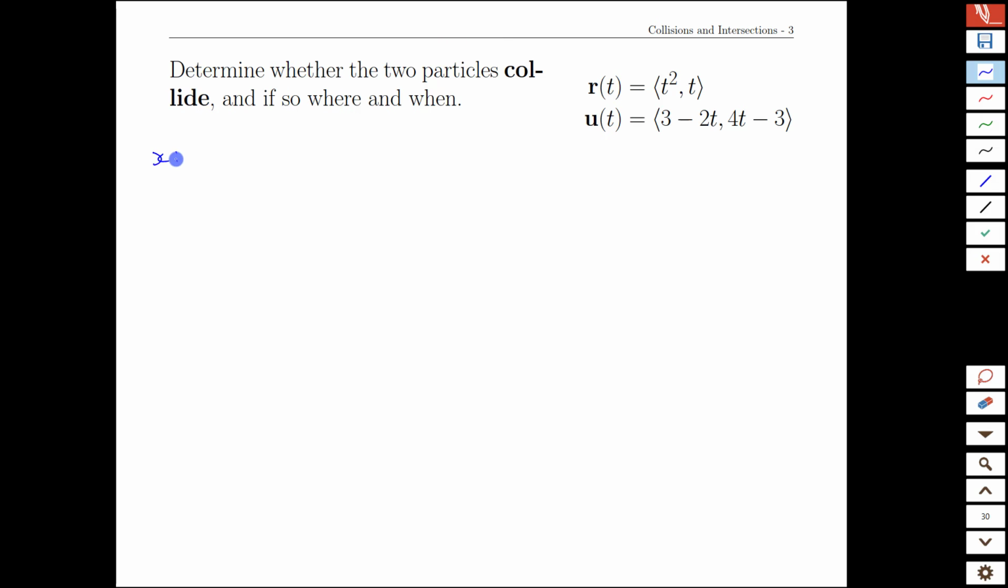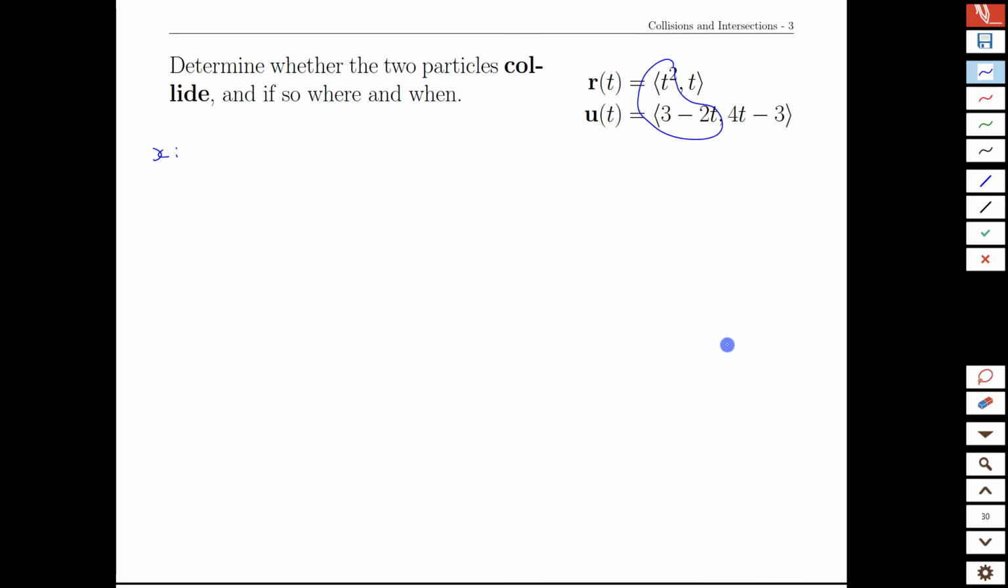So the x coordinates have to be equal at the same time. So the x coordinates for the two trajectories have to be the same. That means t squared has to equal 3 minus 2t. And for the y coordinates to be equal, we have to have t equals 4t minus 3. And so how do we play these two things together? Well, it's just two equations and one unknown. So in fact, we can solve this a number of different ways.